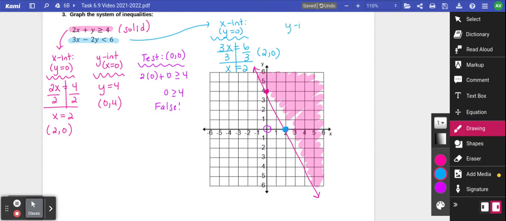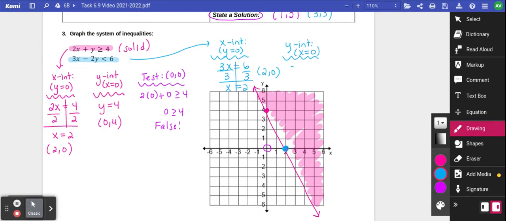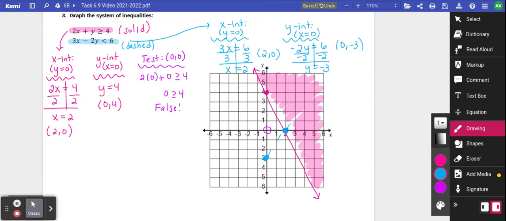My y-intercept is going to be the place where x is 0. And that means I'm going to have negative 2y equals 6. If I divide by negative 2, I get y equals negative 3. So that's going to be (0, negative 3) right down here. Next, I'm going to decide should this be a solid or a dashed line. Because there's no underline, we don't want the points that are exactly equal and on the line, so we're going to make it dashed. And that means my line's going to look like this.